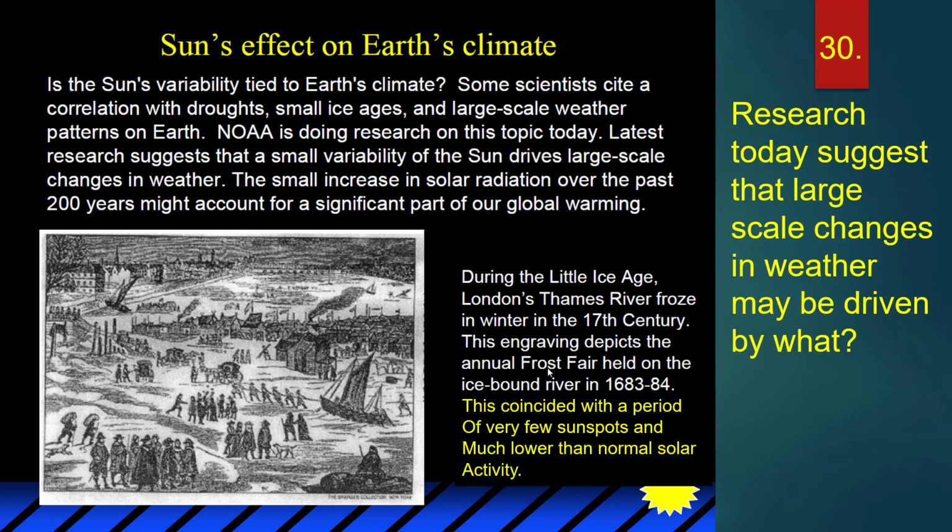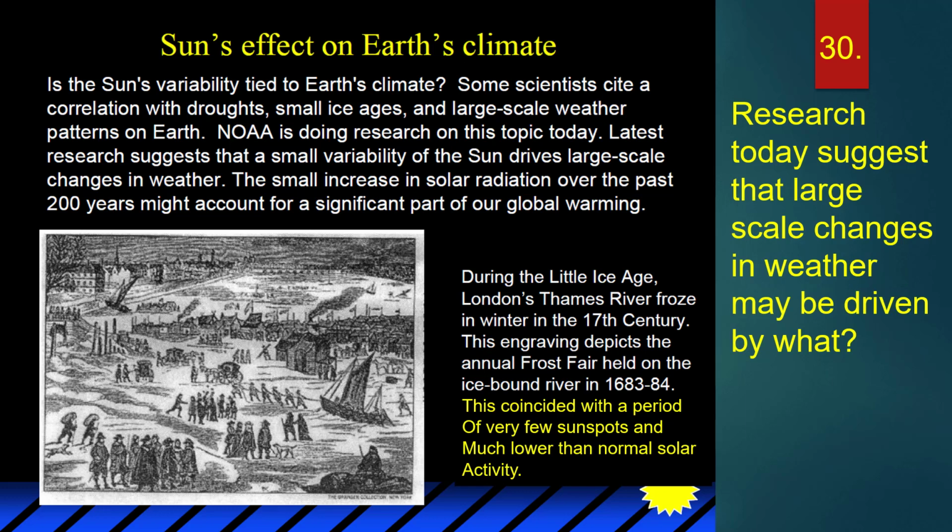Sun's effect on Earth's climate. Is the sun's variability tied to Earth's climate? Some scientists cite a correlation with droughts, small ice ages, and large-scale weather patterns on Earth. NOAA is doing research on this topic today. Latest research suggests that a small variability of the sun drives large-scale changes in weather. The small increase in solar radiation over the past 200 years might account for a significant part of our global warming.